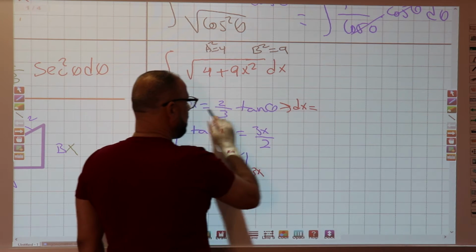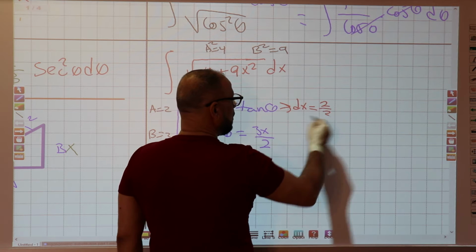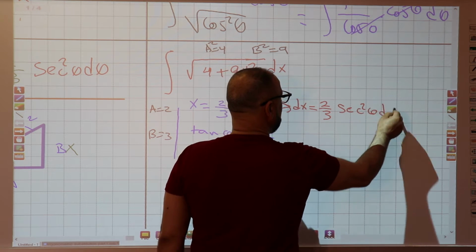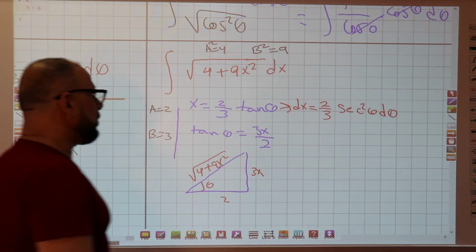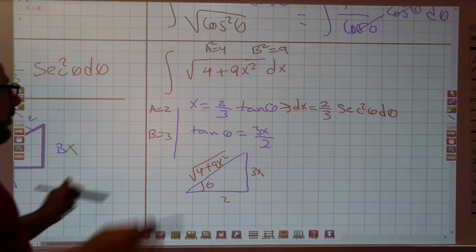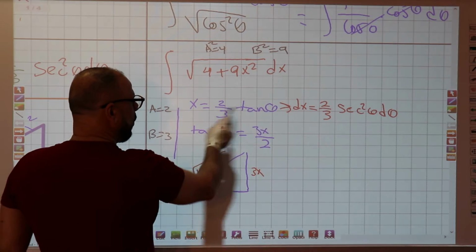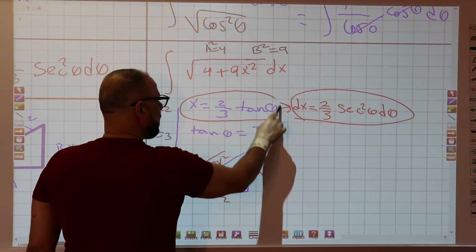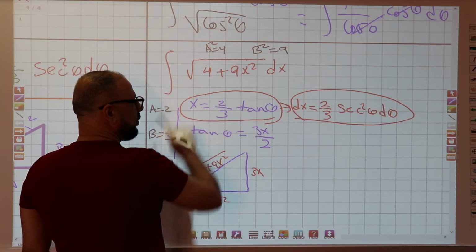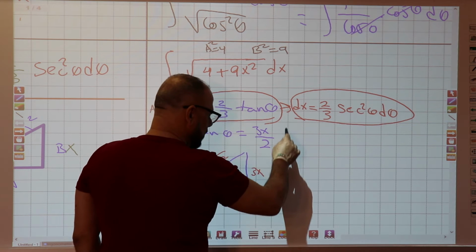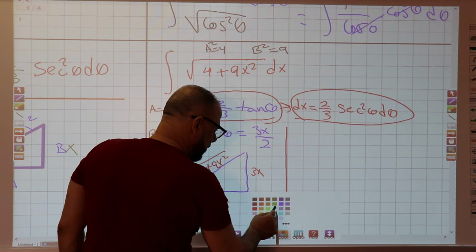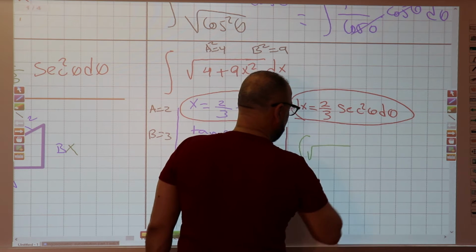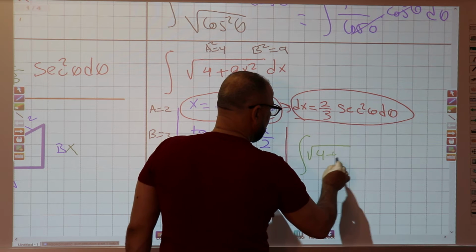dx equals 2/3 secant square theta d theta. Good. Now apply everything into the integration, and apply all what we did. This guy and this guy, both of them in here. I'm gonna use a different color, green, just in case to make this difference. 4 plus 9.